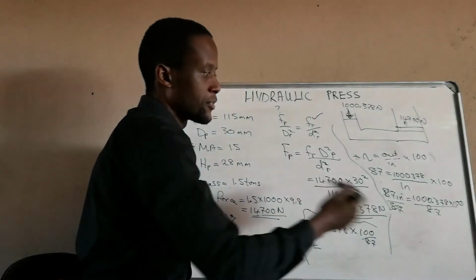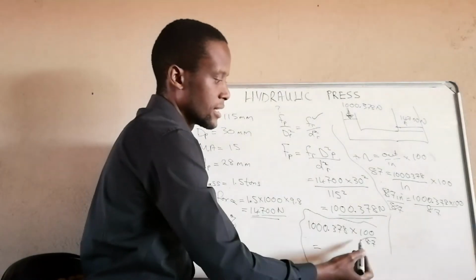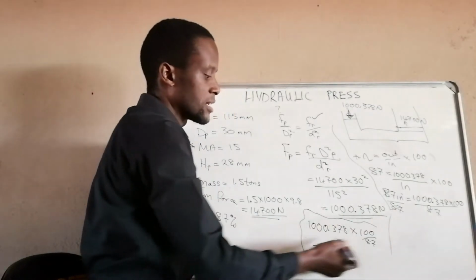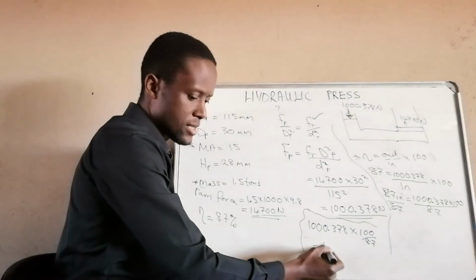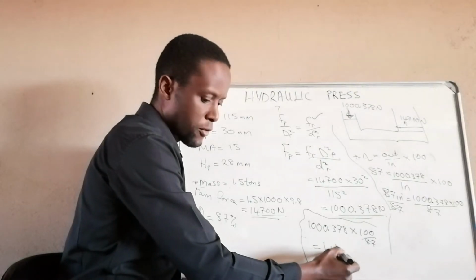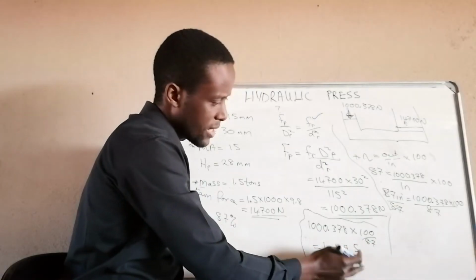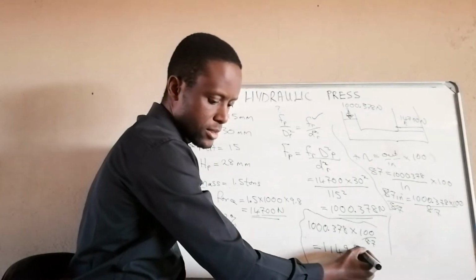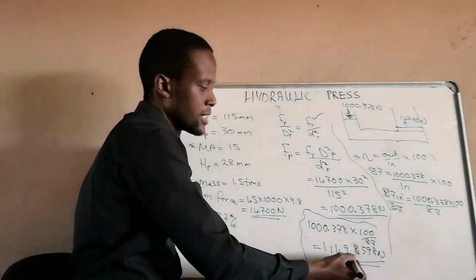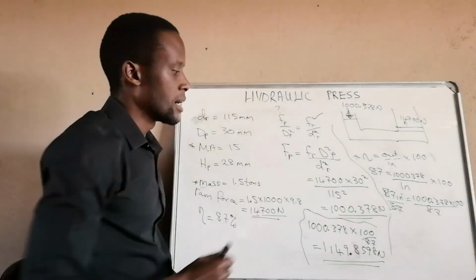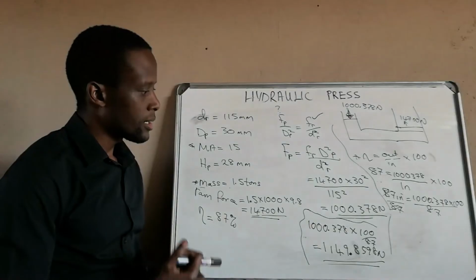It's the same. If you look at these calculations, you'll notice that 1,000.378 is multiplied by 100. That is what we have then divided by 87. And our answer that we get is 8598 newtons.